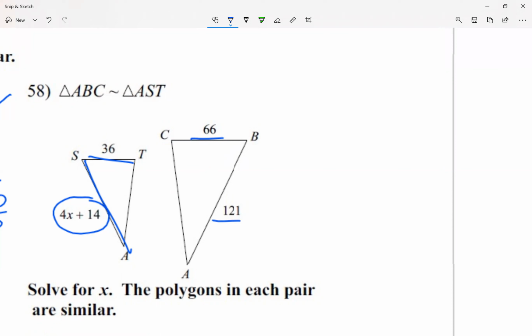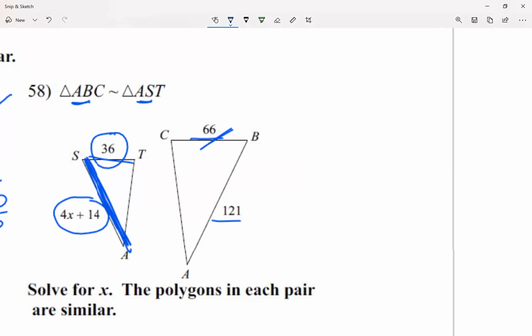If I want to make sure, I know 4x plus 14 is the side SA, right? This is the side, look on the side, the letter S with A. So that's the first two letters from this triangle. So that's going to go with the side AB, which is 121. Okay, so I was correct. And then I'm going to say 36 goes with 66.